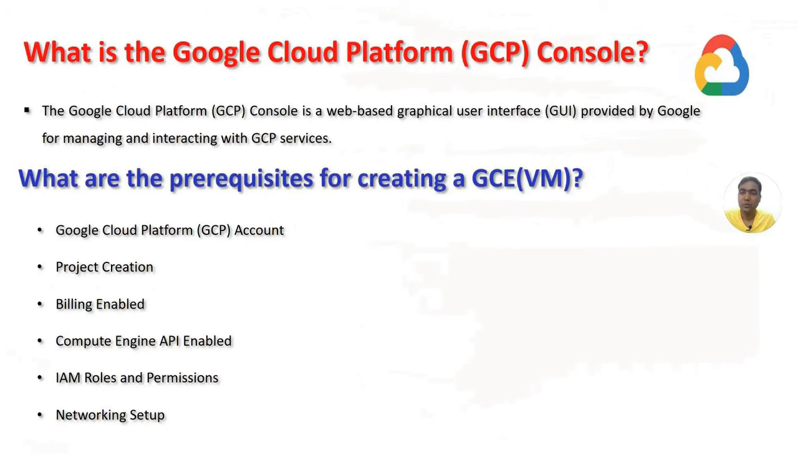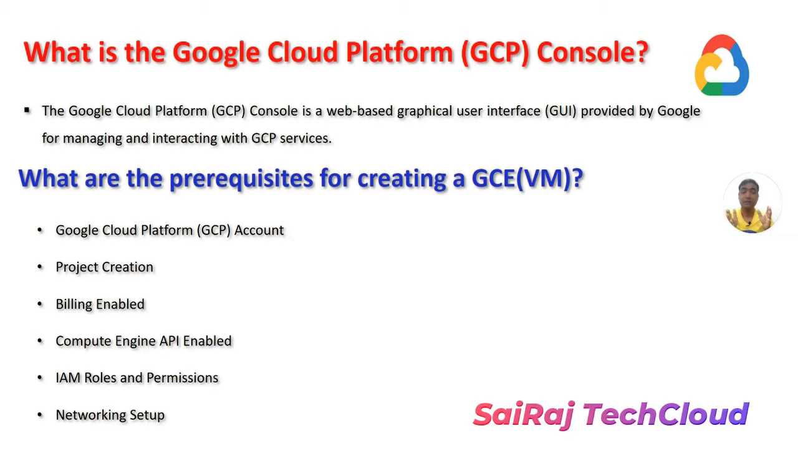Guys, you already know the Google Cloud Platform Console is a web-based graphical user interface provided by Google for managing and interacting with GCP services. To create a Google Compute Engine VM instance, you need a GCP account. Within your GCP account, you need to create a project. A project acts as an organizational unit within GCP and helps you manage and organize your resources. You can create a project through the Google Cloud Console.